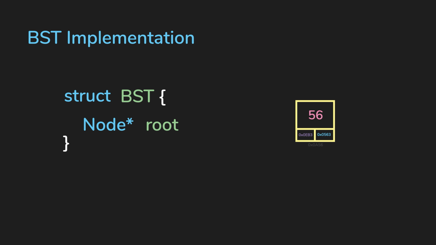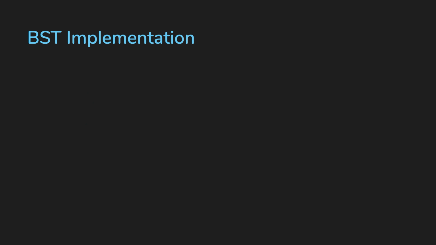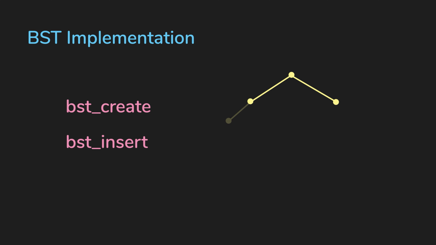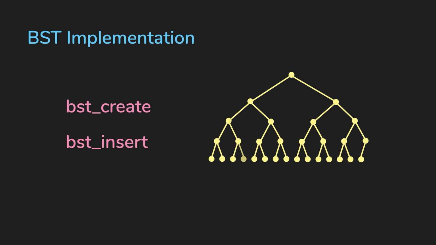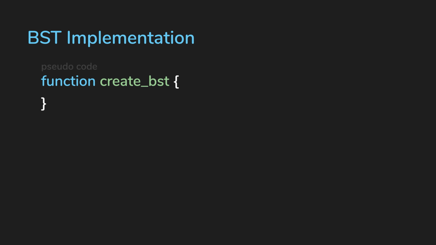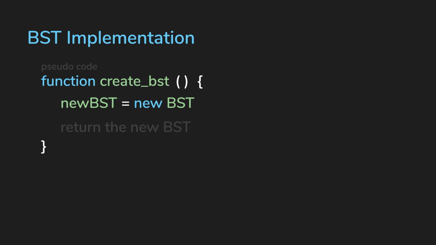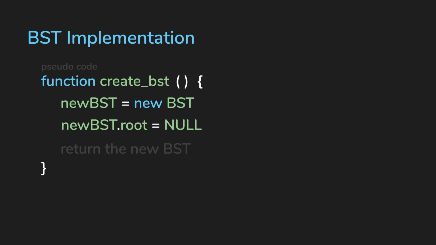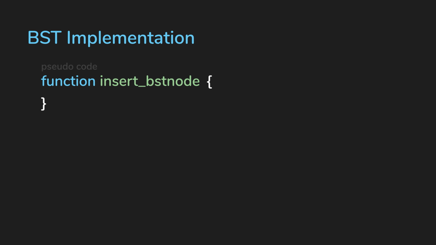Let's think about how we can create a binary search tree. We first need to initialize a BST and then add nodes to it. Let's see how we can write these operations in pseudocode. The function BST_create will return a BST with an empty root, and we don't need to put any input parameters. We first create a new BST, and then we just set the root of the new BST to null and return that new tree.